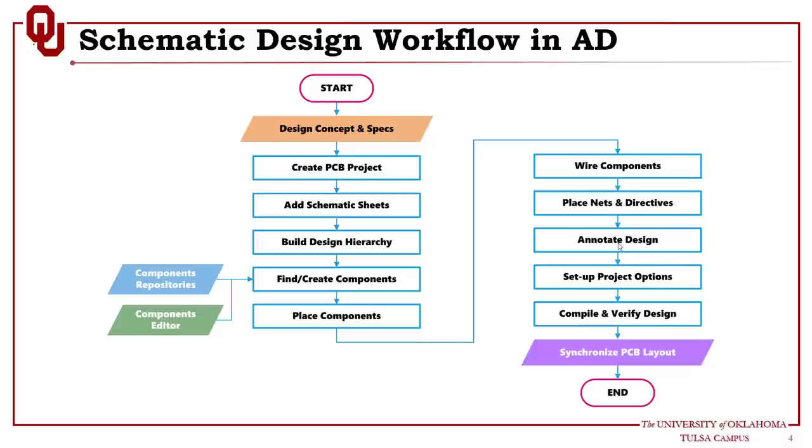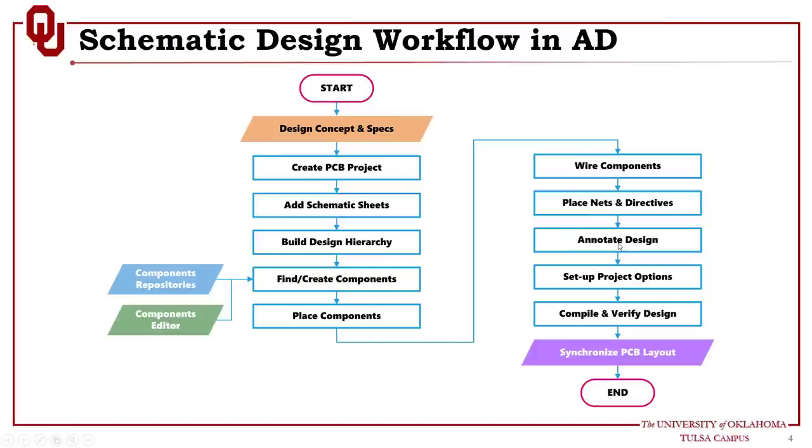And the next step is to set up the project options. The project options include the error checking parameters, a connectivity matrix, class generator, the comparator setup, the ECO generation, the output bus and connectivity options, multi-channel naming format, default print setup, search paths, the project level parameters, etc. We will see all these in detail later on, but at one point you need to set up the project options, and this is way before you compile and verify the design.